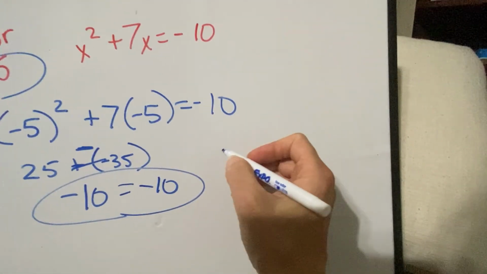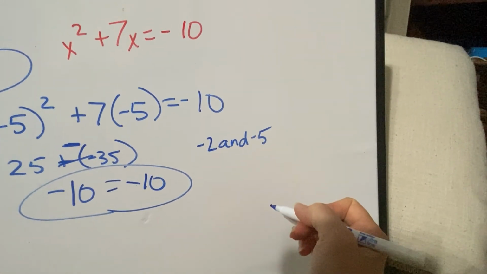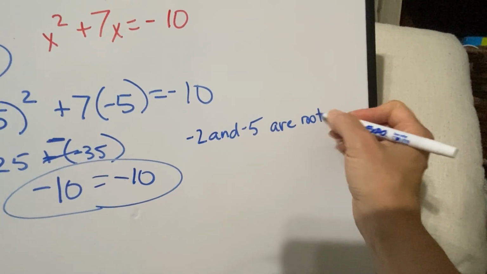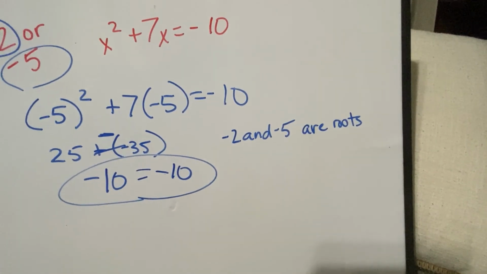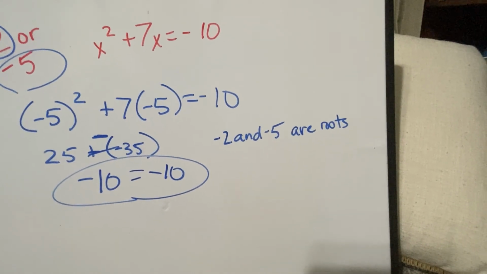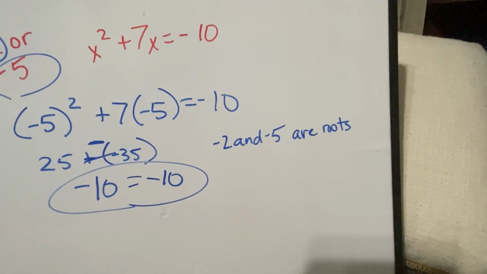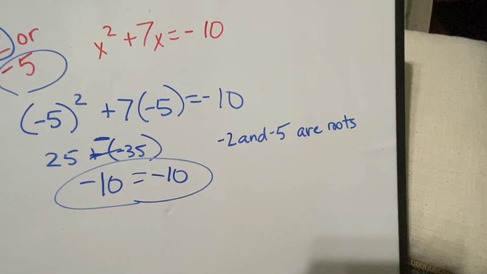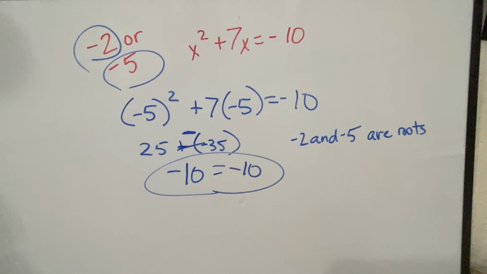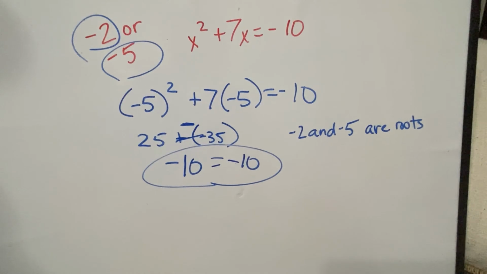So you could write down negative 2 and negative 5 are roots of the equation. Roots, solutions, those are both the same thing. So if it works in there, it's a root, or it's a solution. The other question was, does it satisfy it? Does it satisfy it just means, does it make it true? So just be mindful of the terminology, the words that they use, and make sure that you know what they're actually saying.